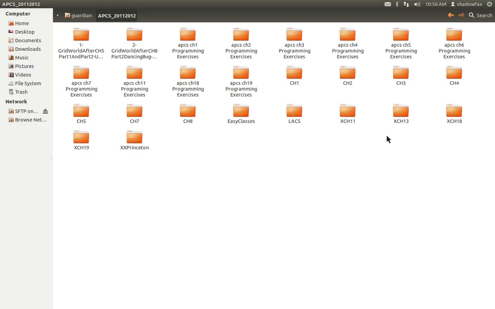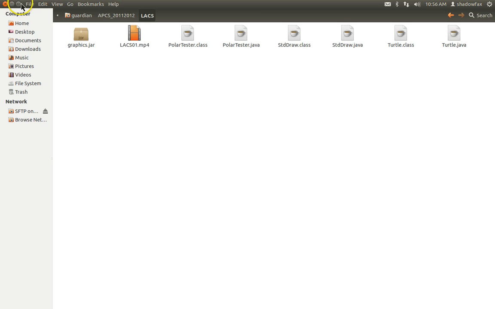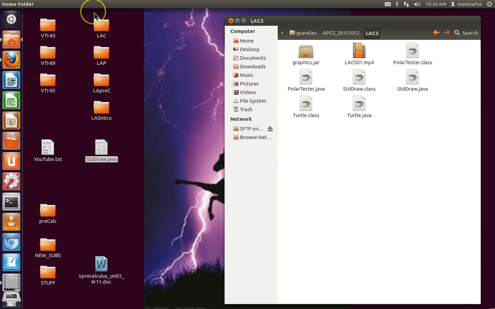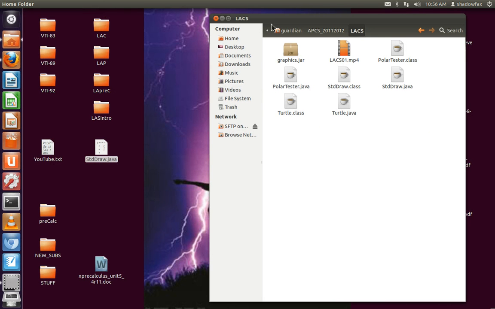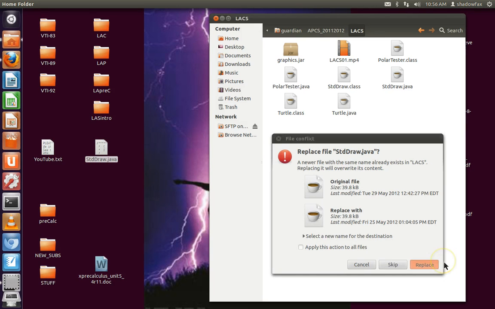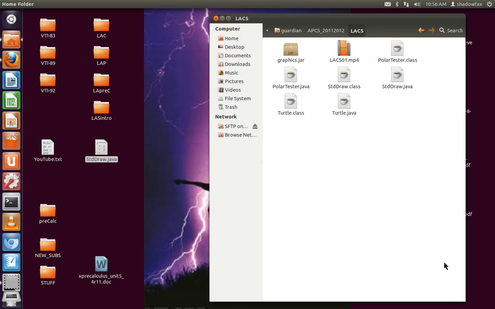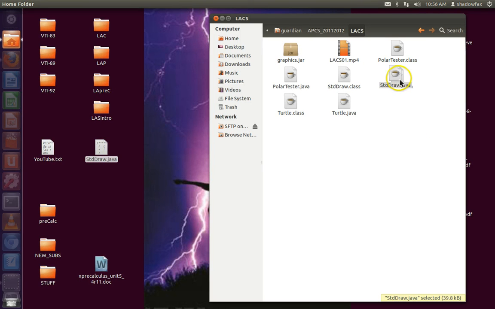Waiting on Sean's files. Everyone's in their files? All right, then make a folder called LACS, Life After Computer Science. You made a new folder? Yes. All right, in that folder, we're going to drag this file from the desktop. So this file is StdDraw. Just drag it to that folder, and there you go. Now, if you were not here yesterday, that's the only file you should have, yes?